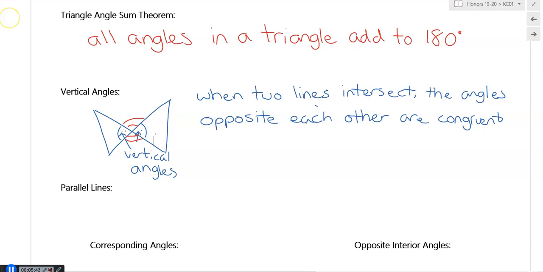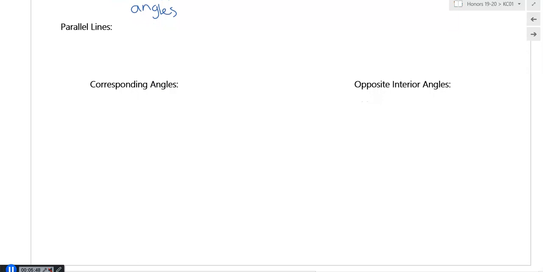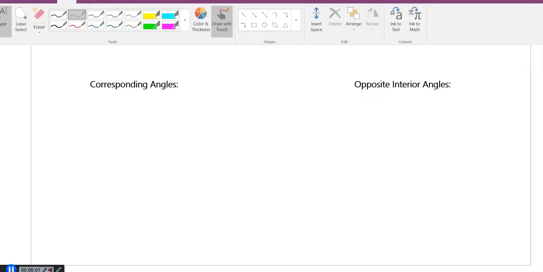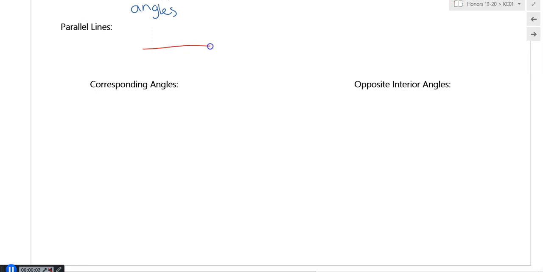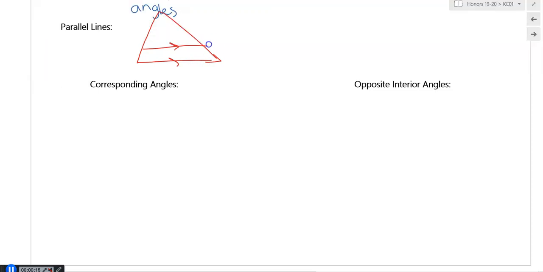Okay? Alright, then we have parallel lines. Okay, when you have parallel lines, so something that looks like this, right? This marks that they're parallel, and then usually we'll make a triangle out of them. And that makes a nice triangle. When you have parallel lines, you have two types of angles. You have corresponding angles. So in this picture, these two angles are corresponding.